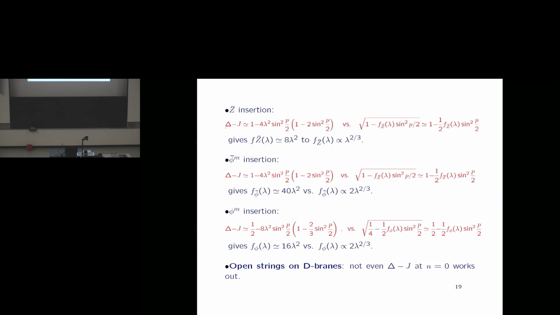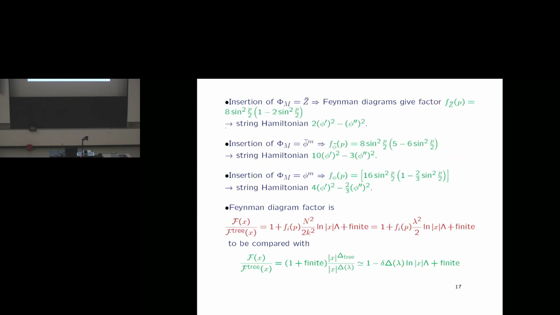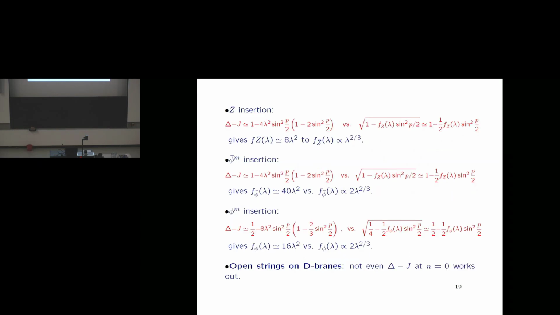And on top of this, we find that the matching is only valid at small p. If we try to consider the full p dependence of this, sine squared and so on, that doesn't seem to match. Considering this object at strong coupling, we see a certain dependence with lambda power 2/3. And so by matching the insertions of various operators between the strong and weak coupling, we see that at strong coupling, each of these f's goes like lambda to the power 2/3 versus lambda squared at weak coupling.